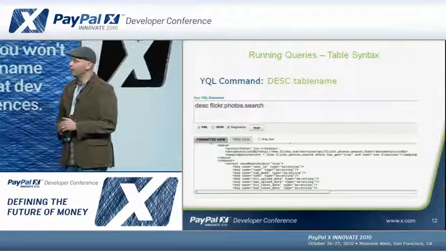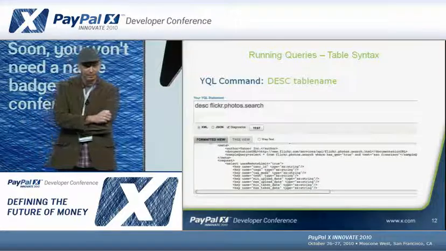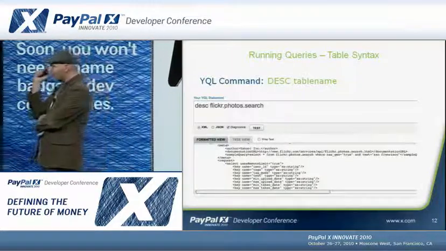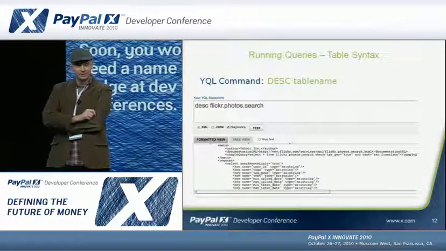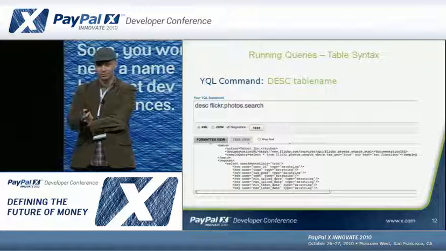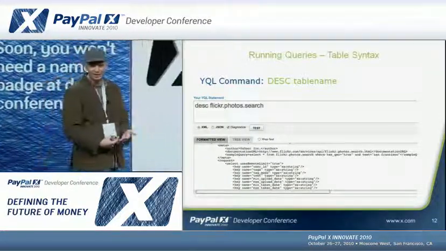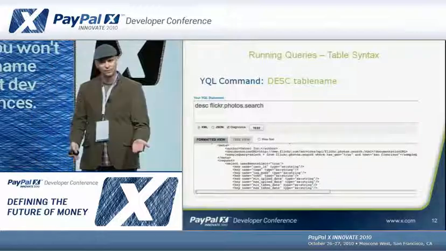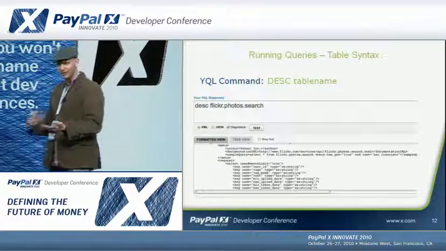All right. Another little good command, one that I like to use myself, is the describe command. You can say describe table name in the console, and what it's going to give you is basically information on what the table is, how to run the table, and its particular uses. You'll have some information like documentation, different URL structures, sample queries, all the good stuff that'll get you started.